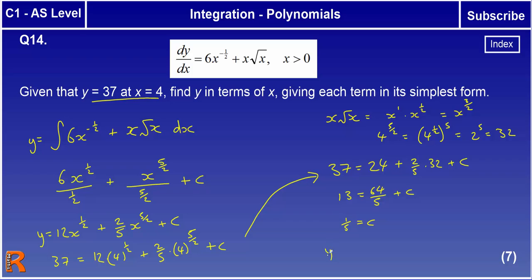So we go back to our equation, y equals 12x to the half plus 2/5 of x to the 5 upon 2 plus 1/5. Okay, we could possibly multiply by 5 to get 5y and just have all whole numbers. We don't need to. Each term is in its simplest form. 7 marks. If you followed all the videos I've done so far, and you can do this one, you pretty much nailed integration of all different types.